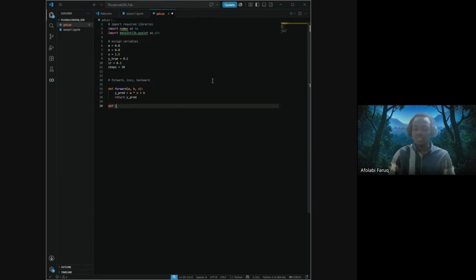The next function is the loss. Here we have the y pred and the y true. Loss is to evaluate the performance of the model. I mean, how far is the prediction from the actual value, from the ground truth? In doing this, we'll be implementing mean square error.